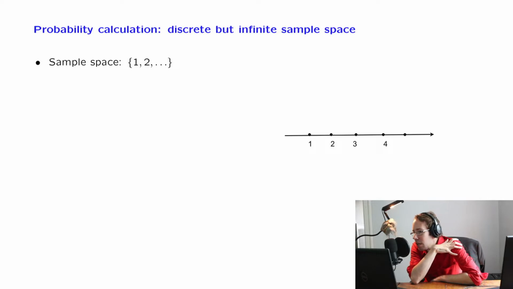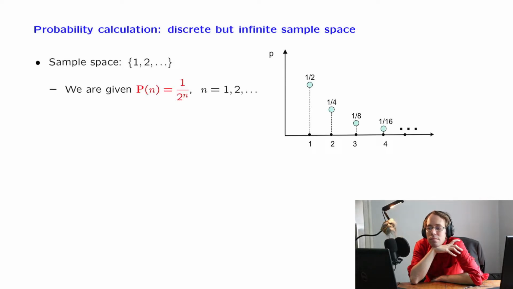Let us now specify a probability law. A probability law should determine the probability of every event, of every subset of the sample space, that is, the probability of every set of positive integers. But instead, I will just tell you the probability of events that contain a single element. I'm going to tell you that there is probability 1 over 2 to the n that the outcome is equal to n.